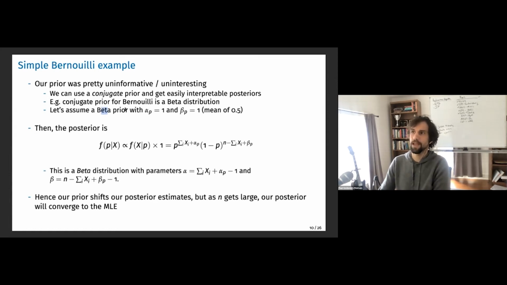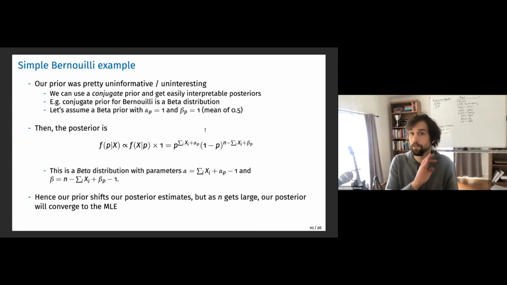So let's assume a beta prior with an alpha p, p here for prior, equal to 1 and beta p equal to 1. So the mean then, remember, the posterior mean is going to be 1/2. And I'm sorry, this is a typo. This should not be times 1. This will be multiplying by the prior that we just defined here. So the posterior is going to then be the product of this. And what you'll get is p to the sum of the xi's plus alpha p times 1 minus p to the n minus the sum of the xi's plus beta p, right? So remember that those were 1 and 1.